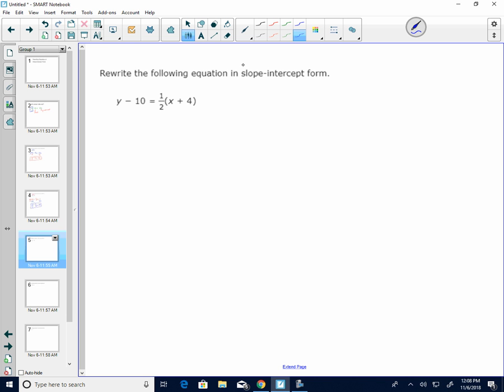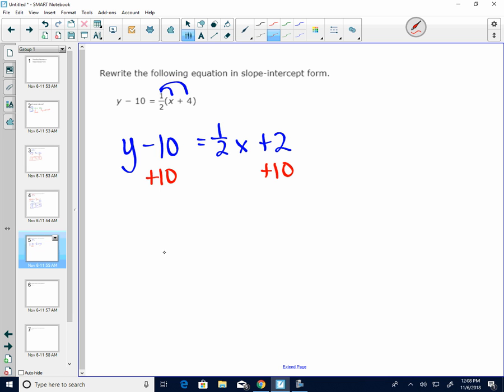Rewrite the following equation in slope-intercept form. This is where I would suggest that you practice this one on your own. Pause the video, work it out, and then unpause and see if you got the same answer. So let's distribute. 1/2 times x is 1/2 x. 1/2 times 4 is 2. Then we need to add 10 to both sides. So y is equal to 1/2 x plus 12.